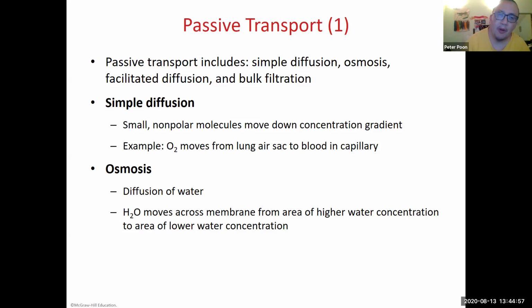Simple diffusion is things like oxygen, carbon dioxide, and small non-polar molecules moving with their concentration gradient, or down their concentration gradient. Osmosis is the diffusion of water, and we'll cover that in much more detail when we hit physiology.